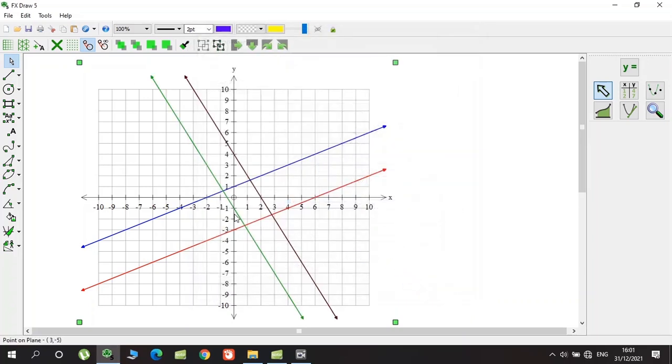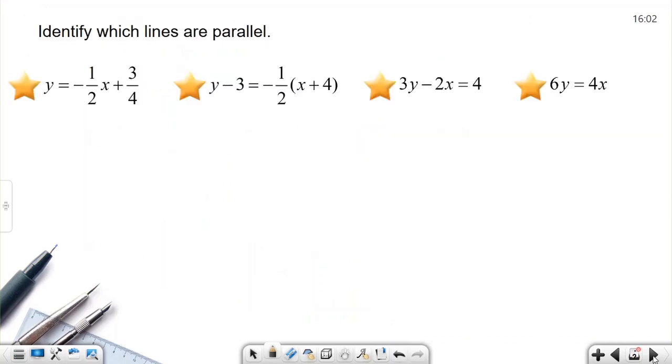Okay, that's good. As you see, brown and green, they have slopes negative 2x plus 4, and this is negative 2x minus 1. They are parallel, it's very clear on the shape. And this one has slope 1 over 2, and the other slope is 1 over 2, they are parallel. When lines have the same slope, they are parallel lines.